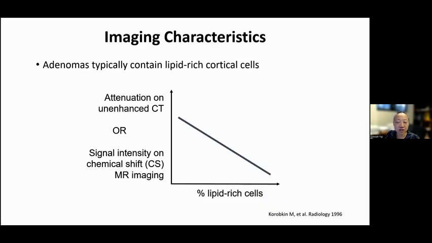But we really rely on imaging characteristics. This is based on the fact that lipid-rich cells have low attenuation on unenhanced CT scans, and we use this for both CT, the same principle, as well as in MR imaging.